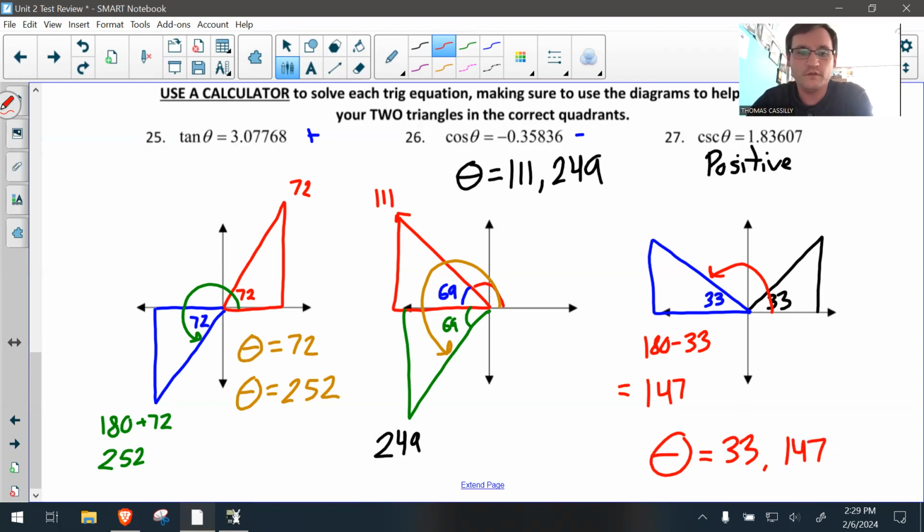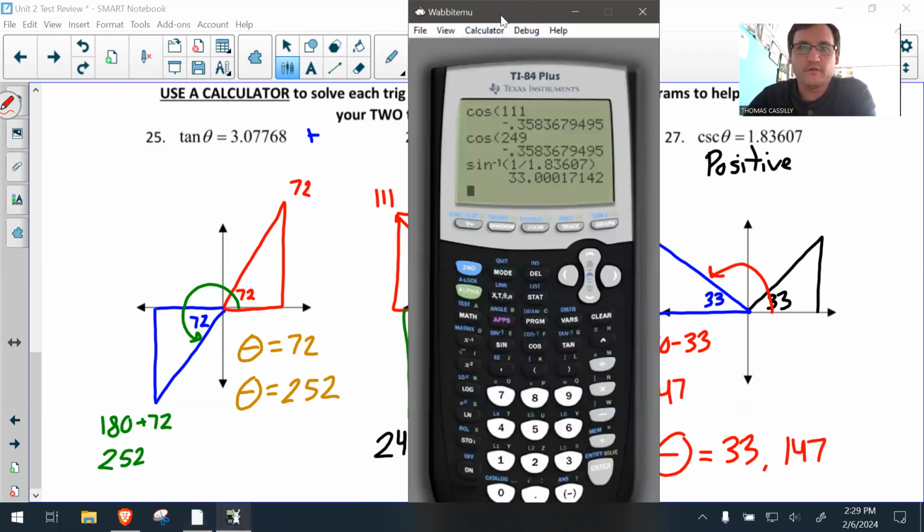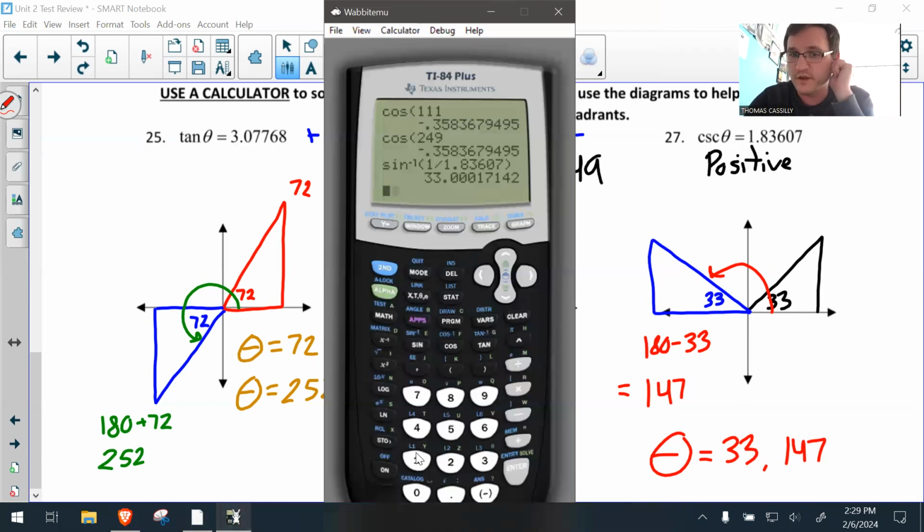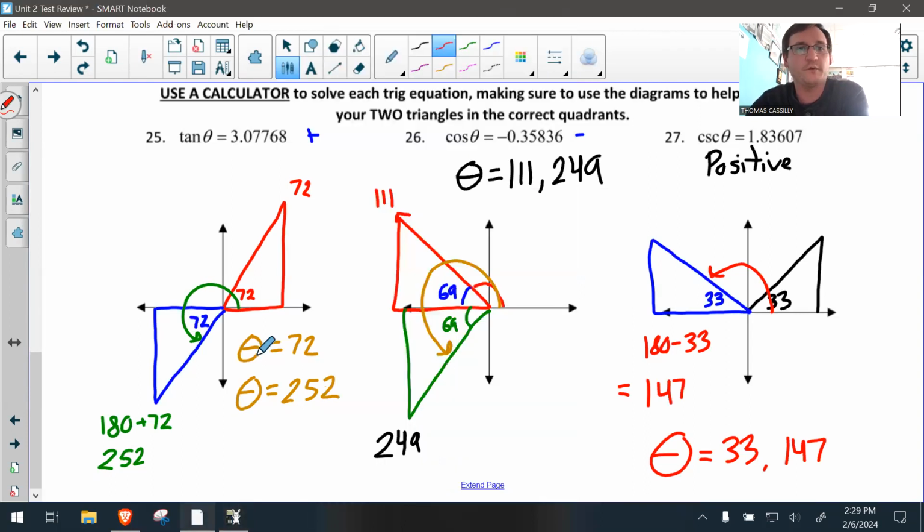So just for the sake of completion, to type those in, we can say 1 divided by the sine 33 should be that number, which it is, right? And 1 divided by the sine of 147, there it is, all right? So there we have it.